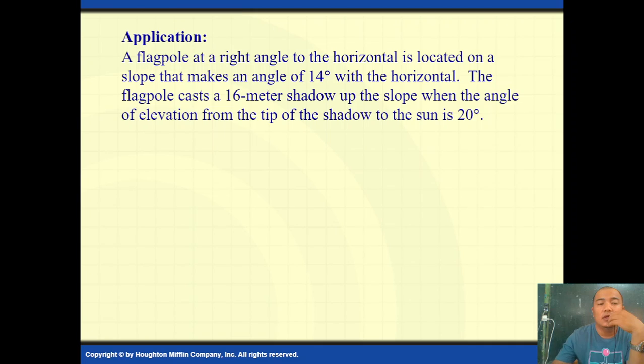Okay, application. A flagpole at a right angle to the horizontal is located on a slope that makes an angle of 14 degrees to the horizontal. The flagpole casts a 16-meter shadow up the slope when the angle of elevation from the tip of the shadow to the sun is 20 degrees.